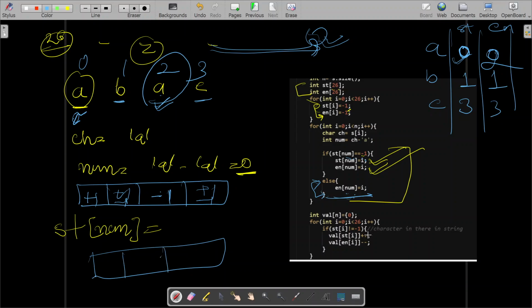You see, if st of i is not equal to -1, if the character is there in the string, it means it started somewhere, it means the character is there. So we will update this val array, starting position plus plus and ending position minus minus. Okay, so this way. And after that we will do prefix sum.